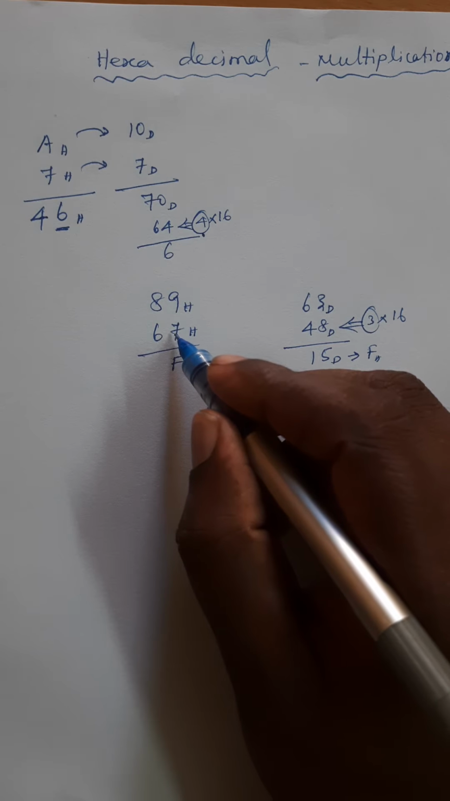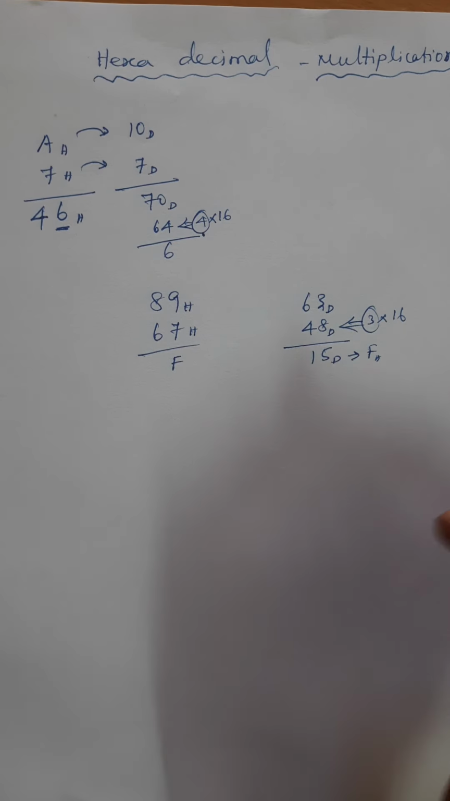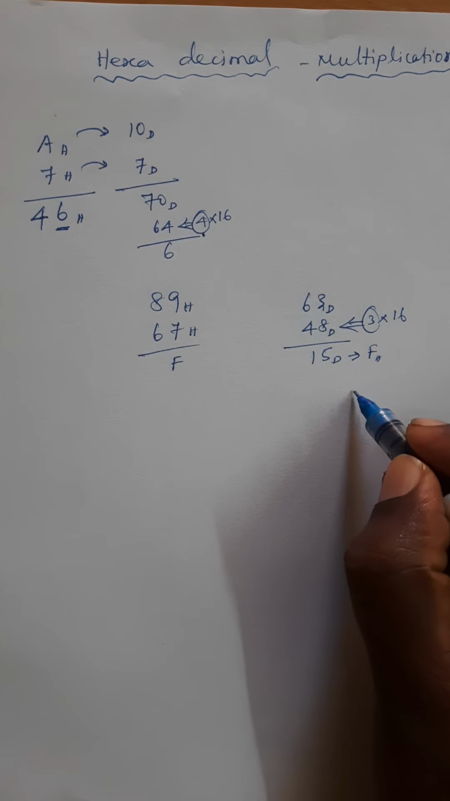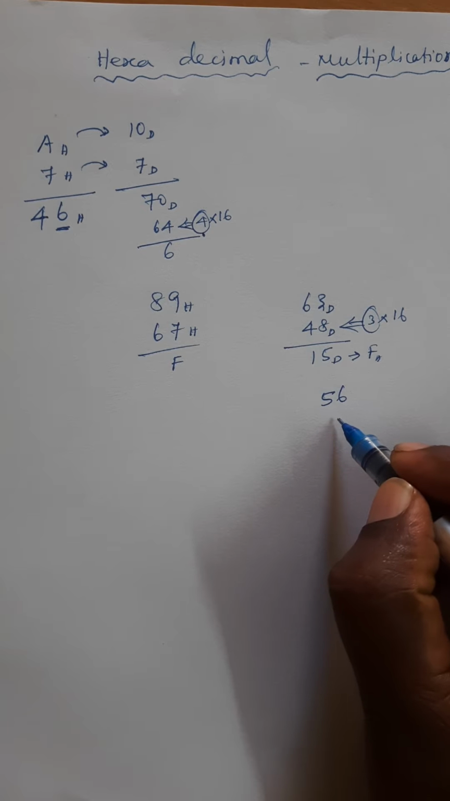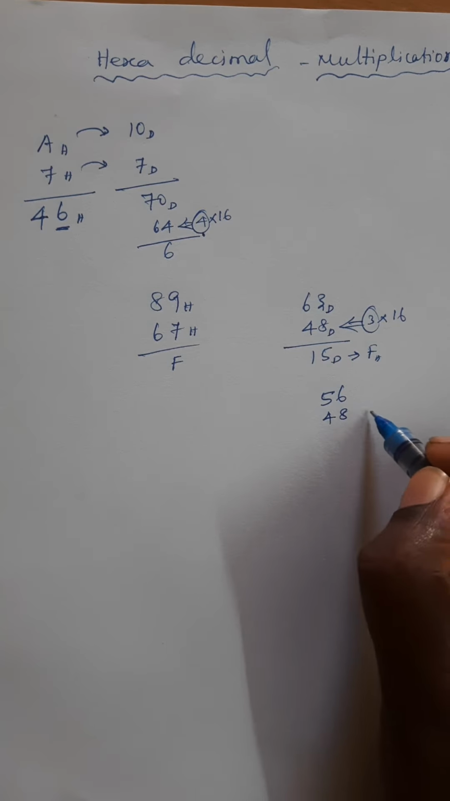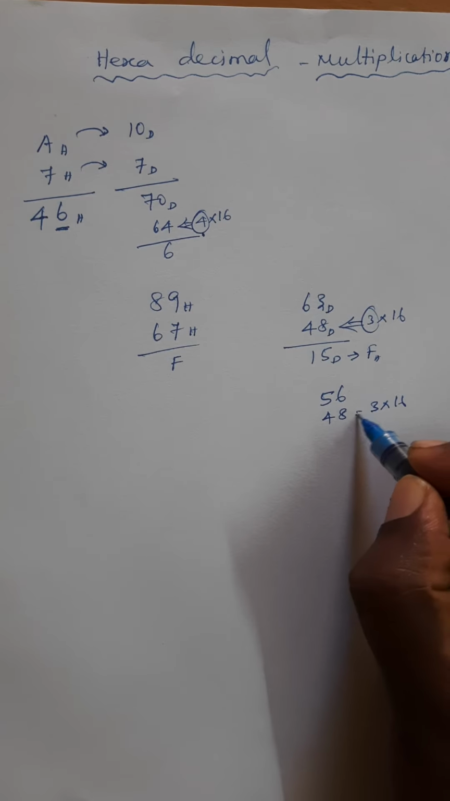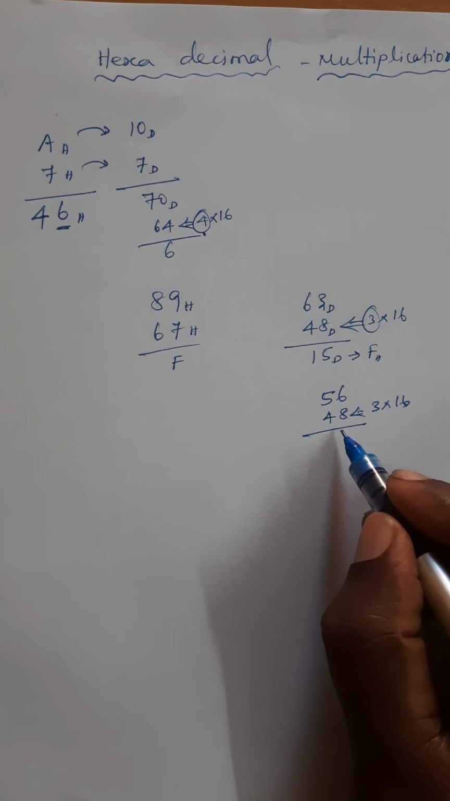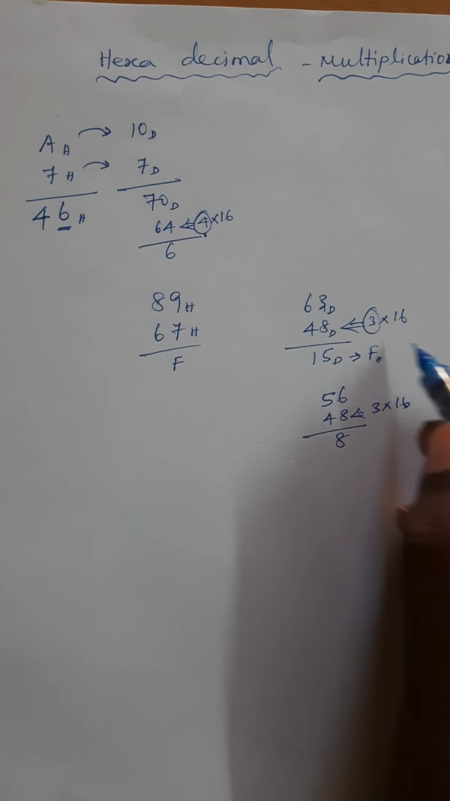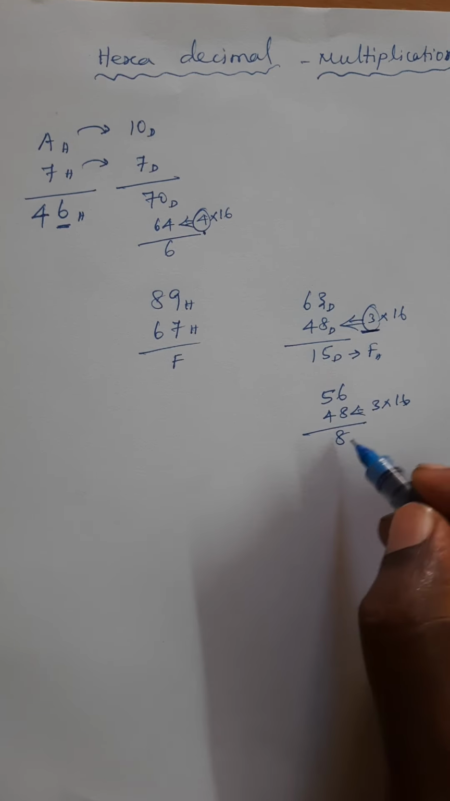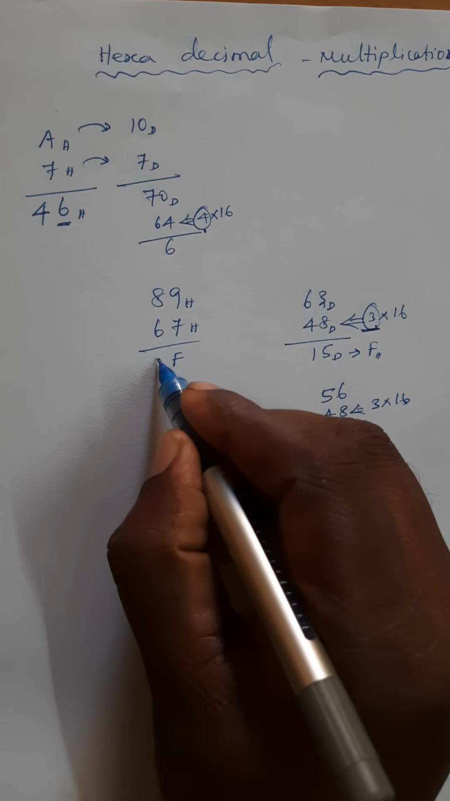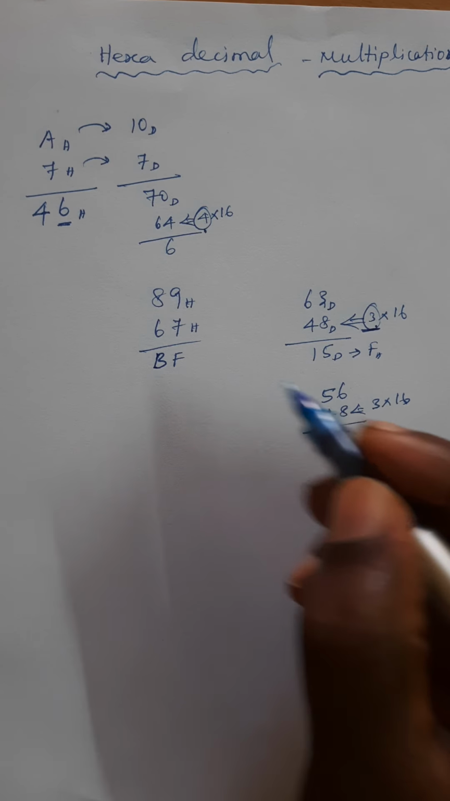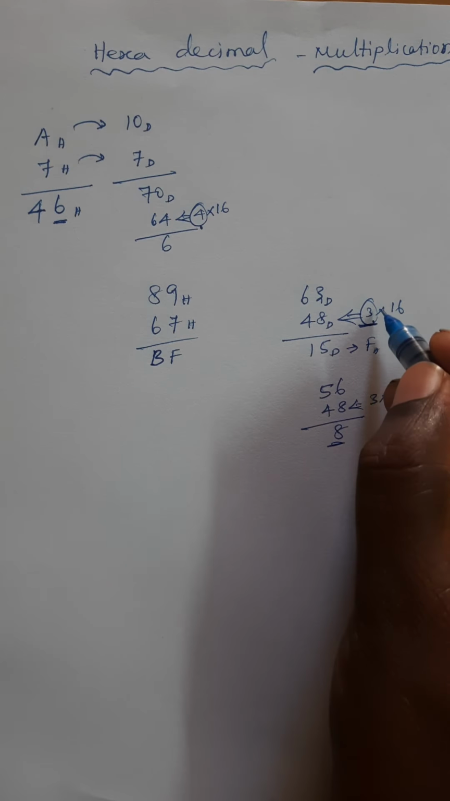So 8 into 7 we need to multiply again. 8 into 7 is going to be 56. In 56, how many 16s should be there? It should be again 3 times, 3 into 16 is 48. So 56 minus 48 is going to be 8. We can't write 8 directly because we have another carry 3. So this 8 and this 3 have to be added. That's going to be 11. 11 in hexadecimal is B.